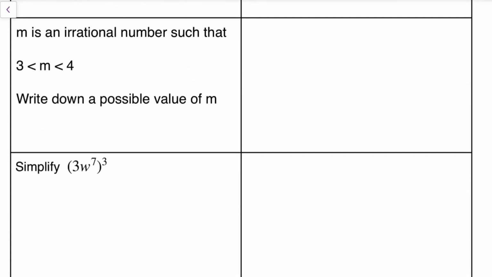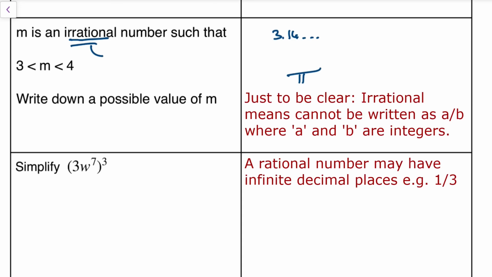Next one. M is an irrational number such that between, okay, interesting. I think this is basically saying, do you know the number pi? Because pi is 3.14 blah, blah, blah. And pi is an example of an irrational number, so therefore I'm going to say pi. Remember, pi has infinite decimal places. It is irrational. There's loads of other answers, but I think that's probably the easiest one to say.